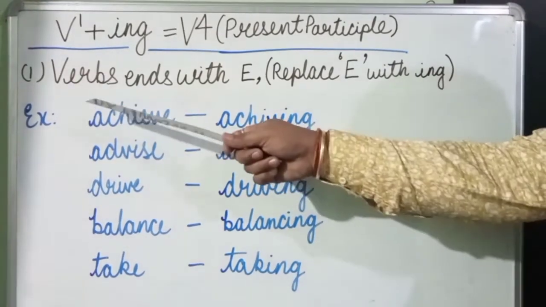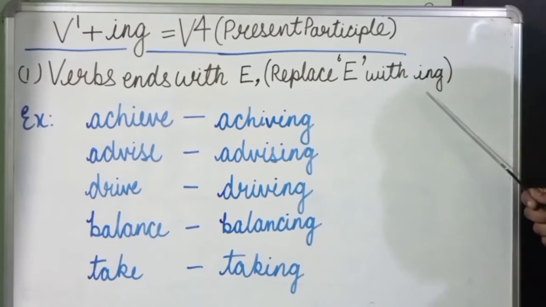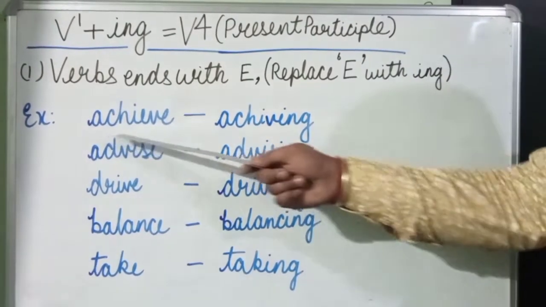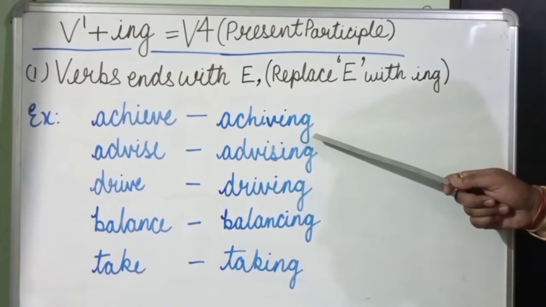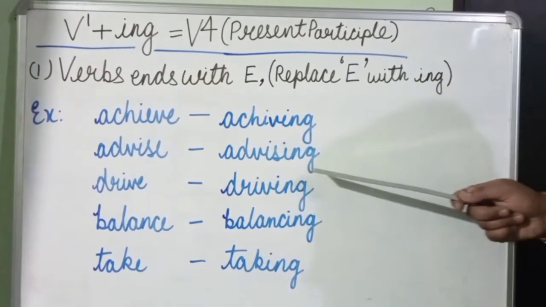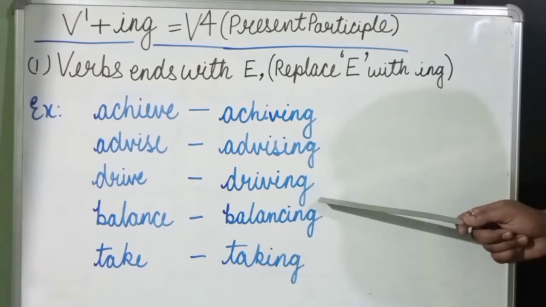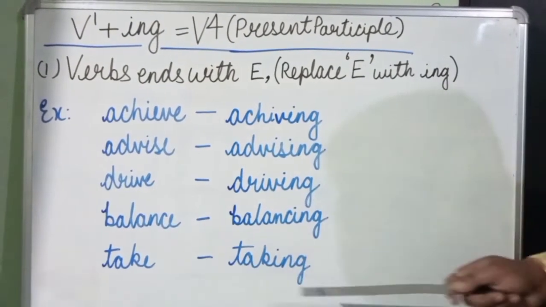Now, let us see, children, how to make the fourth form of verb, the continuous form, from the first form or the simplest form of verb. First, for the verbs that end with E, we have to replace the E with ing. For example, achieve, it ends with E. So we replace E with ing and it becomes achieving. Advise becomes advising. Drive becomes driving. Balance becomes balancing. Take becomes taking.